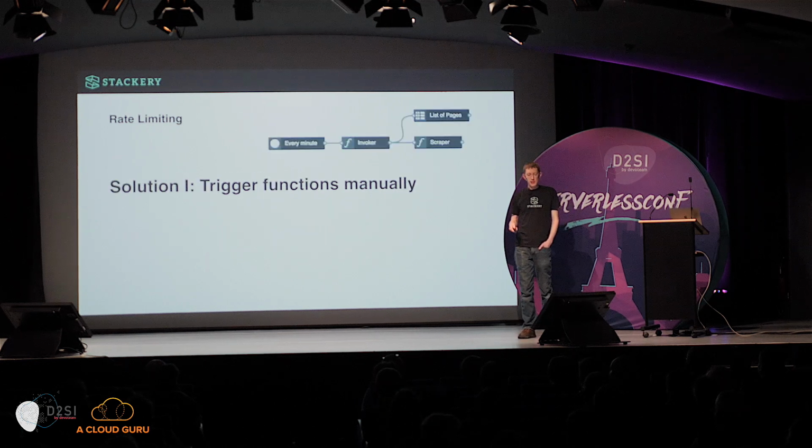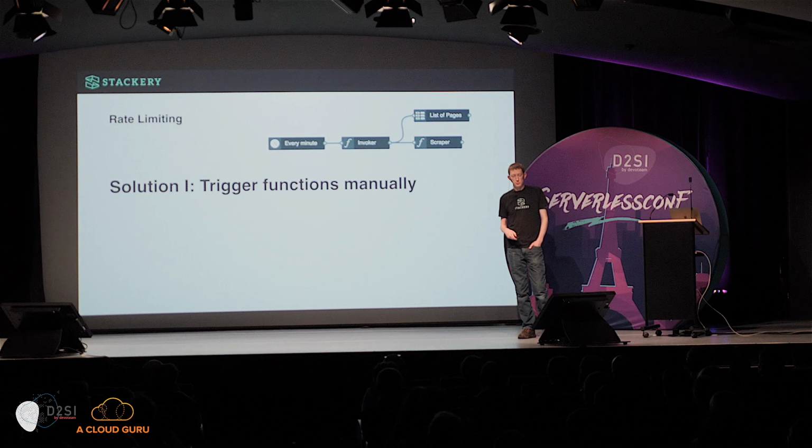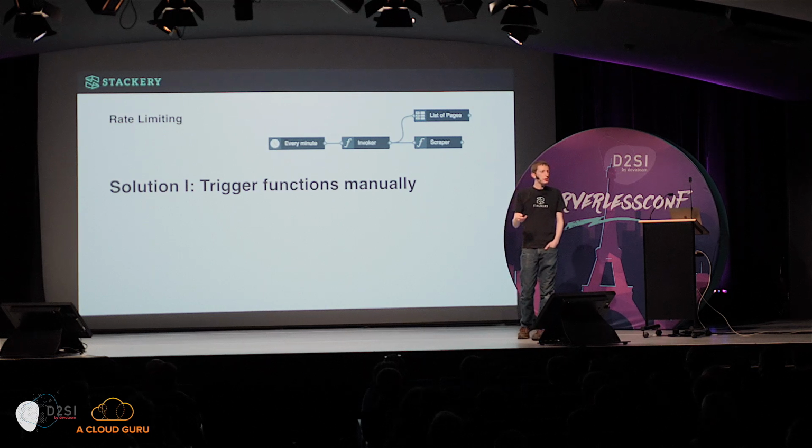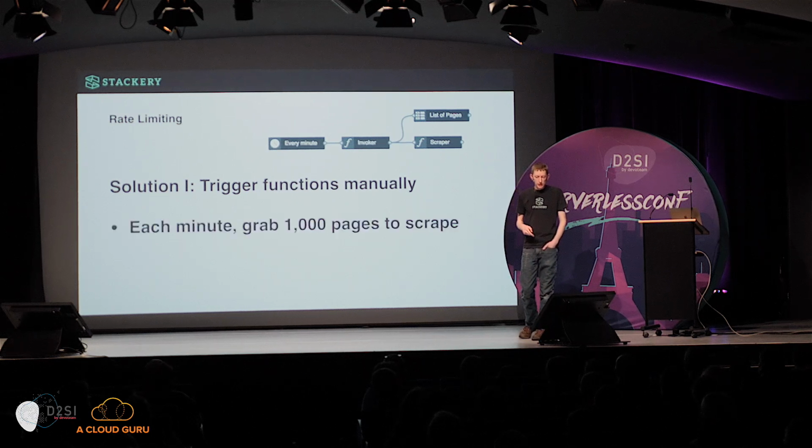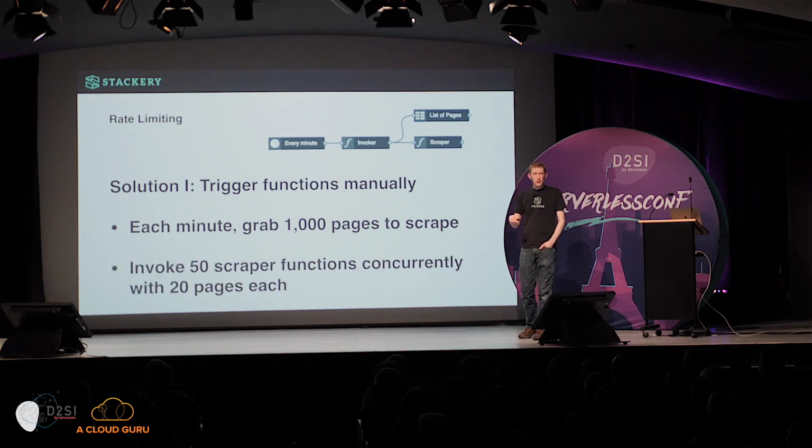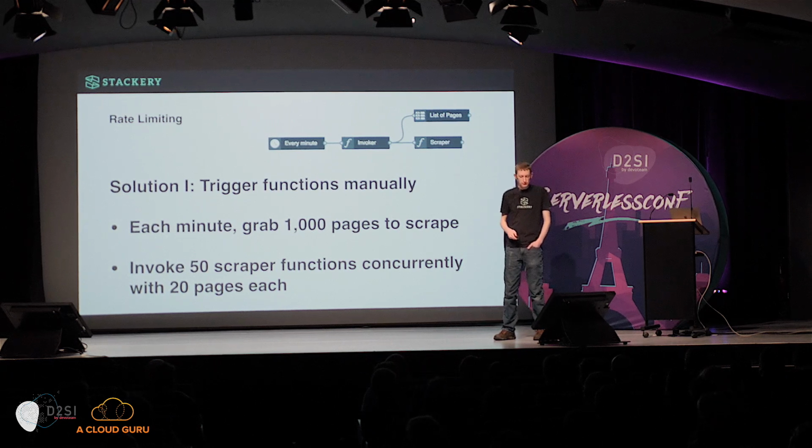Well, let's look at one example, one solution to this problem. We can trigger functions manually. So here, every minute, we have an invoker function that goes out and grabs a list of 1,000 pages to scrape. And then that invoker can now invoke 50 instances of our scraper function with 20 pages in the input message each to go and scrape.